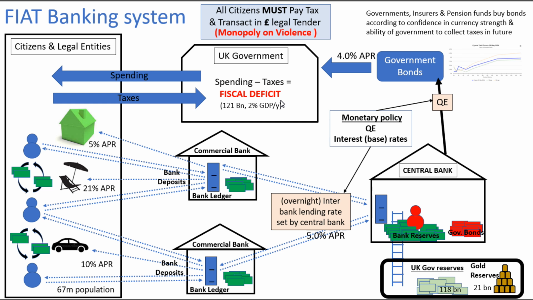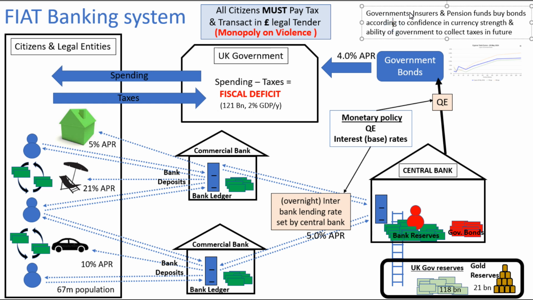And in fact, by and large, ever since the creation of the Bank of England, the UK governments have run at a perpetual fiscal deficit, as is the case with almost all governments worldwide with the current fiat system. And the UK fiscal deficit currently stands at about 121 billion, or 2% of GDP per year. We can pay for this fiscal deficit by issuing government bonds.